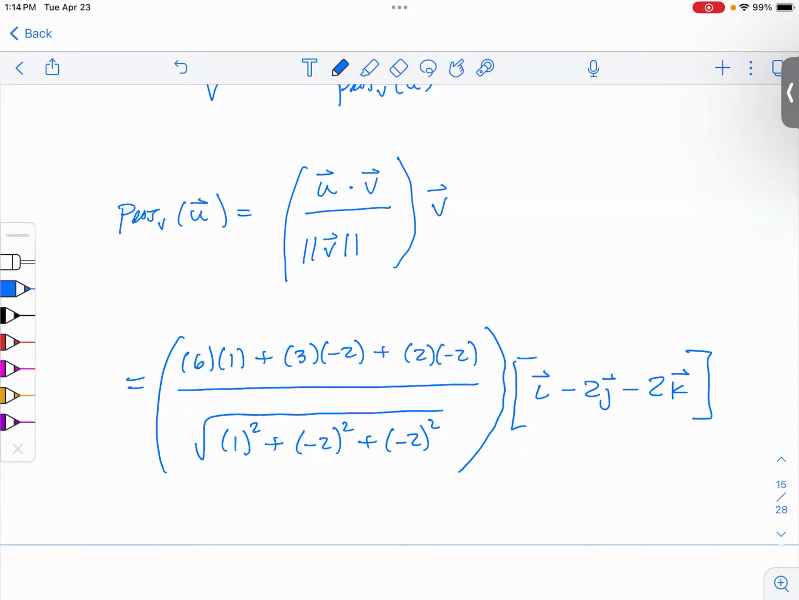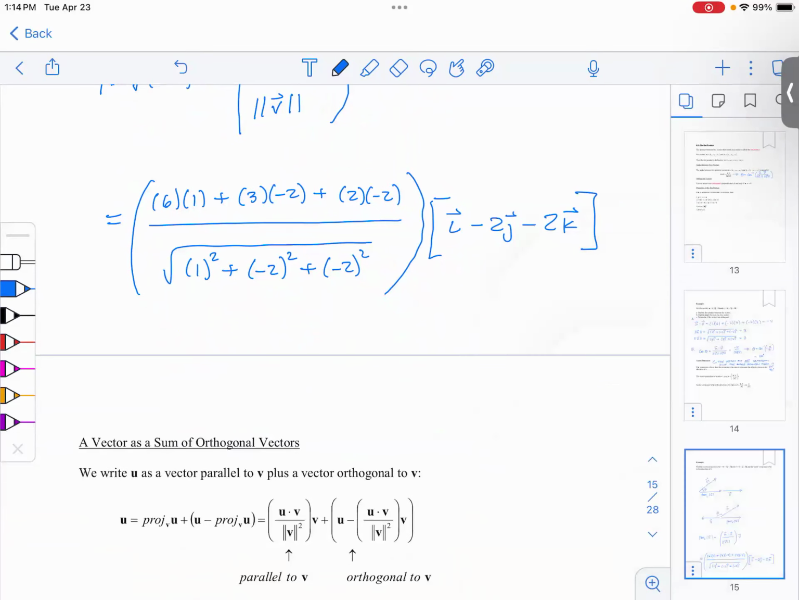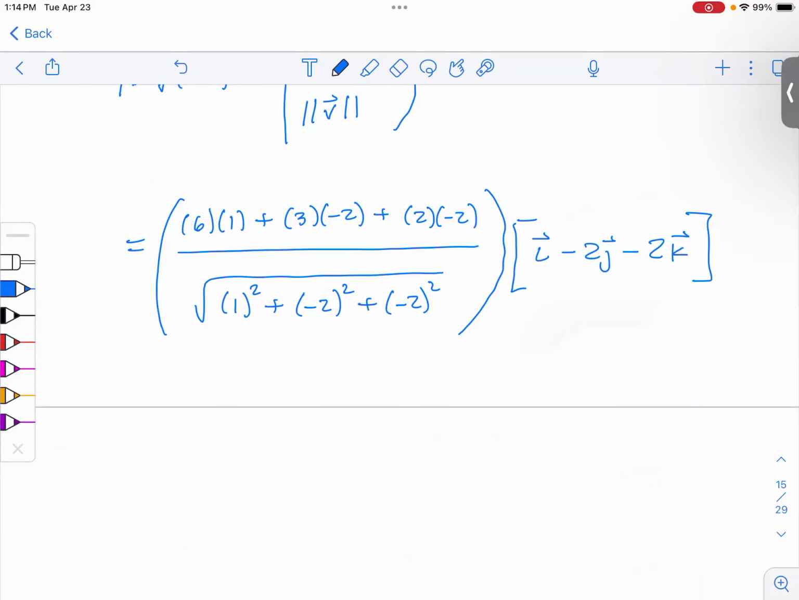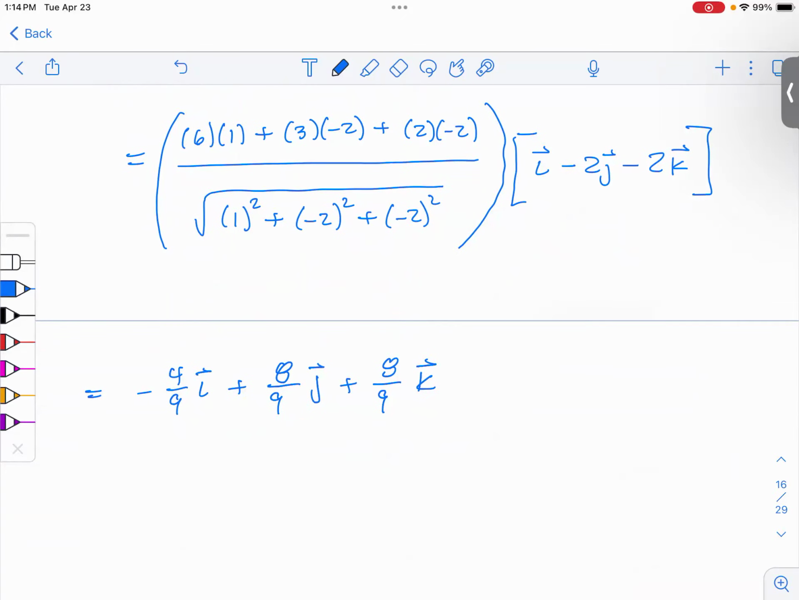Okay, and then calculate away again. There's not much to these calculations except just watch your formula. So calculate away, and then multiply each piece through. And similarly, the scalar component.